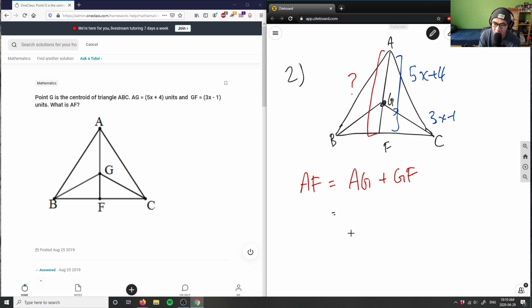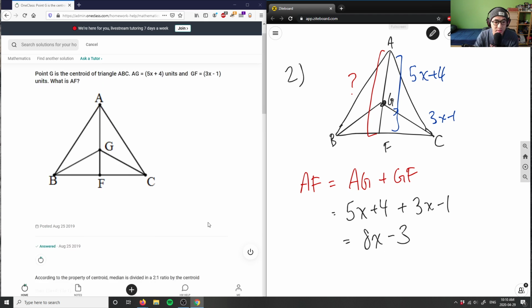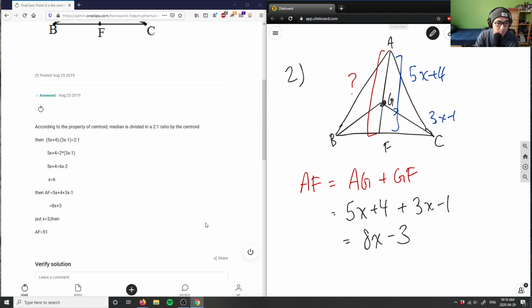Again, I'm simply just adding polynomials, right? I have 5x plus 4 plus 3x minus 1 here. 5x plus 3x here would equal 8x here, plus 4 minus 1 is plus 3. So this here is my solution, right? AF here is 8x plus 3 is my solution here. So this here is correct. 8x plus 3, there we go.